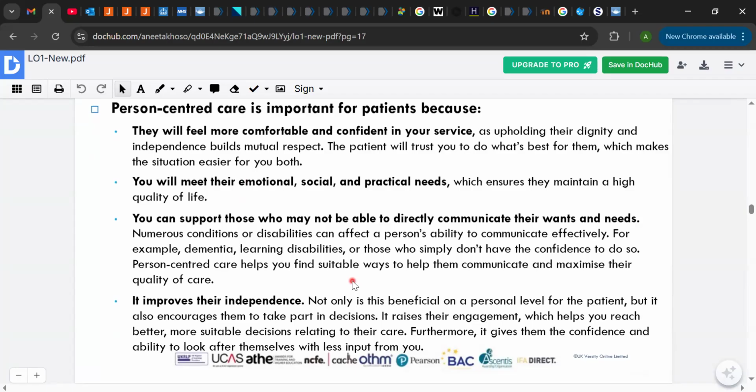So you are having patients who are coming with dementia, learning disabilities, patients with ADHD, for instance. When you're giving that care, you're getting more out of them, and it improves their independence. Not only is it beneficial on a personal level for the patient, but it also encourages them to take part in decisions, and it raises their engagement, which will help you reach better, more suitable decisions relating to their care. It also gives them the confidence and ability to look after themselves with less input from you, which is very rewarding as well.